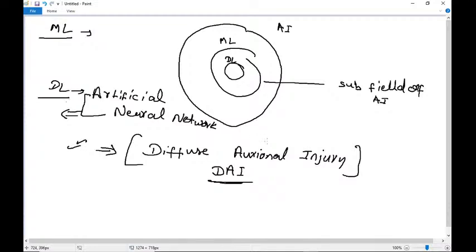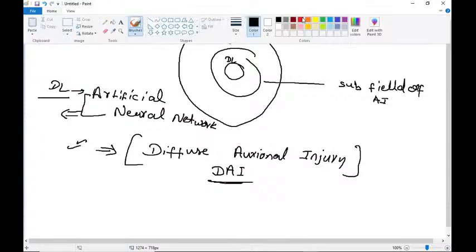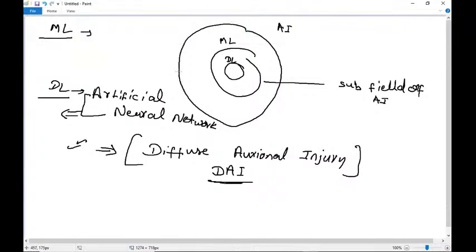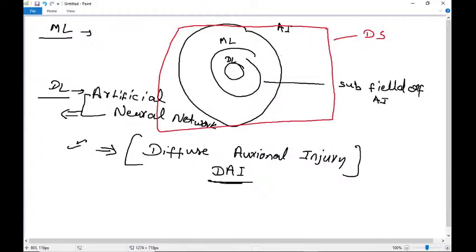Now you can see data science. Data science is a broader area. I'll pick another color. This red box is the data science box. Inside this we include AI, ML, deep learning and data analytics, all these things, and some statistics.